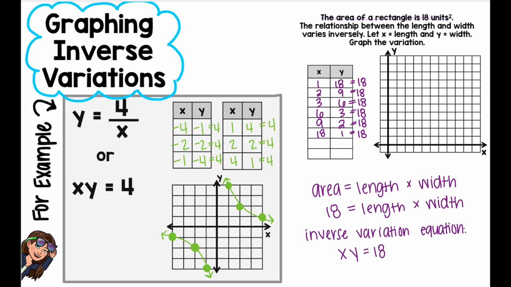I realize our graph isn't big enough to hold x and y values of 18, but it is big enough to hold x and y values up to 9 or 10. So we're going to graph what we can. We can't graph 1, 18 because our graph isn't large enough, but we can graph 2, 9. We can graph the point 3, 6. We can graph 6, 3. And we can graph 9, 2. Then we just want to connect this with a smooth curve.